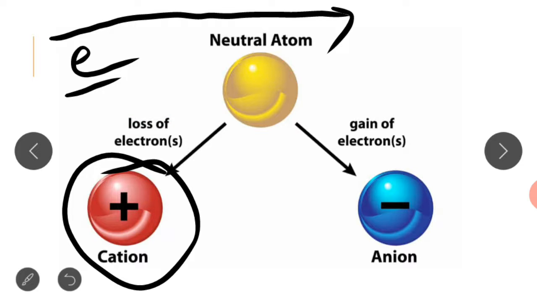Okay, if an electron is gained by this atom, it will gain this electron and it will have a negative charge, and after being neutral it has become negative. This is called an anion.